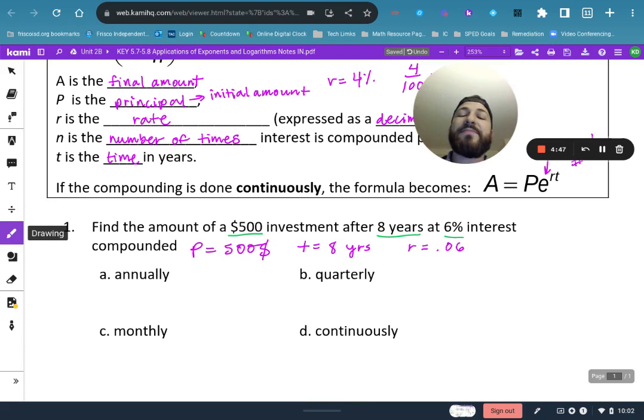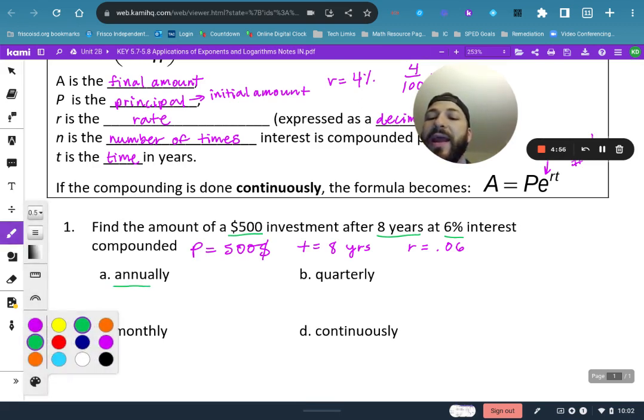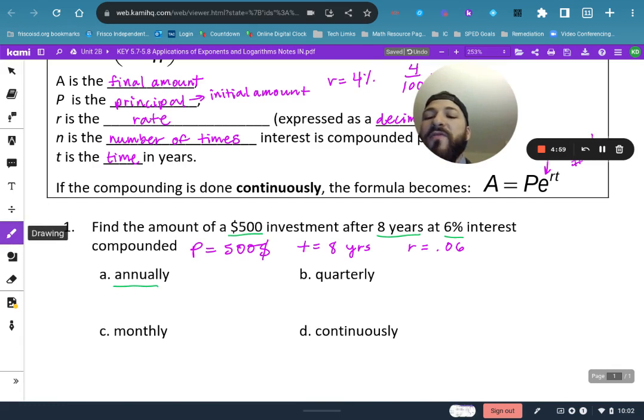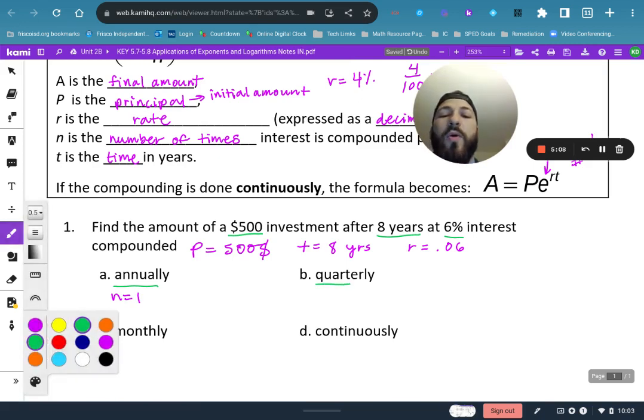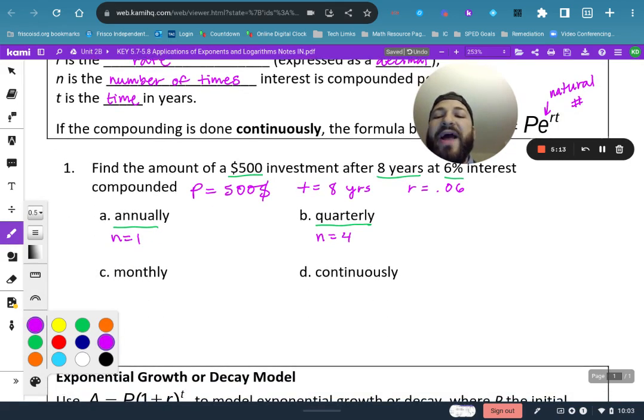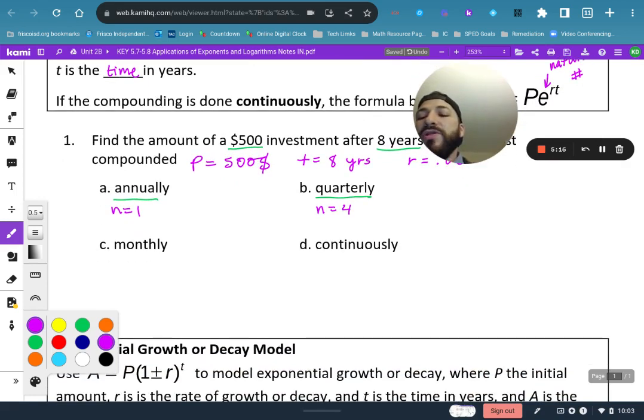Okay, and then the last thing that's important with compound interest is what we are actually compounding it for, what amount of time. So our first one we have annually. If we are compounding it annually, that would be an n value of 1 because I'm only compounding it once per year. Next one is quarterly. So every quarter, that's going to be 4 times in a year, so my n would be equal to 4. If I have monthly, that would be compounded 12 times in a year, so n would be equal to 12. And then last but not least, if I have continuously, that's going to switch over to our PERT equation instead.